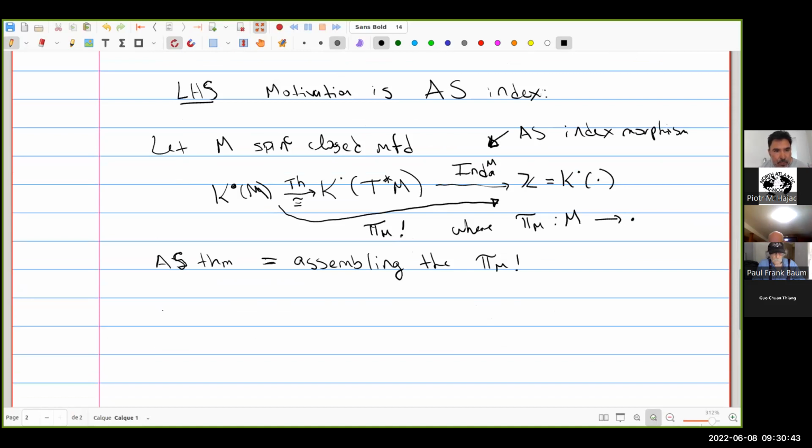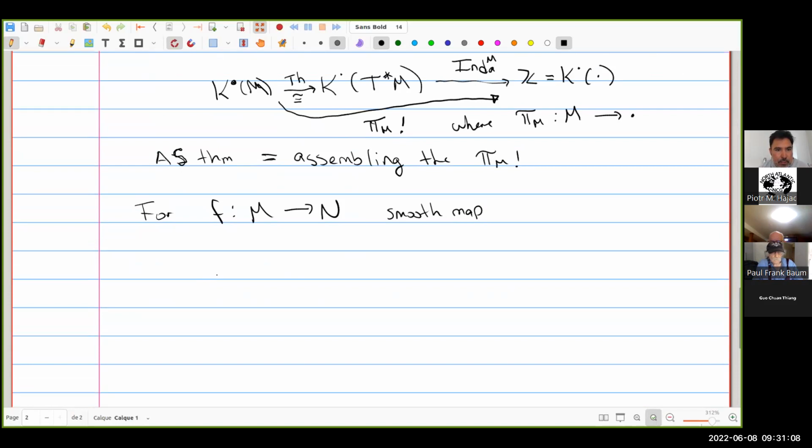Well, I mean that here I took a particular M, a spin^c closed manifold, but if I change my M, so if I take a function from M to a different N as above, so a smooth map between manifolds as above, so closed spin^c, then in fact the Atiyah-Singer theorem, which is an equality of some topological index and some analytic index, is in fact equivalent to the functoriality of the following diagram. So to the commutativity of the following diagram, essentially.